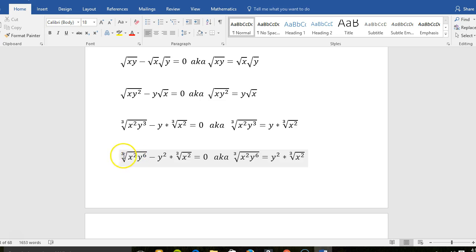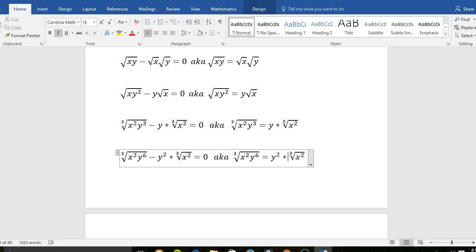Let's do something more interesting. What if I do the cube root of x squared y to the 6th? Well, x squared can't come out, of course, but let's go over here to the right first. Here's what we do. We do 6 divided by 3, and that's 2. So we get y to the power of 2 times the cube root of x squared, the term that could not come out. The reason it can't come out is because 2 is too small. It has nothing to do with what type of letter we're using or anything like that.